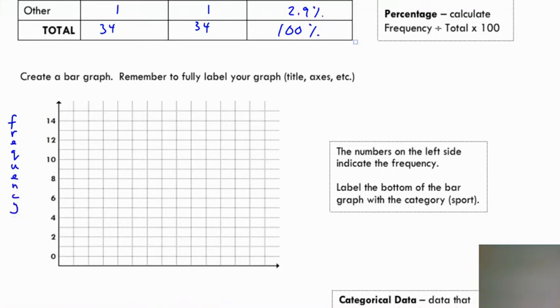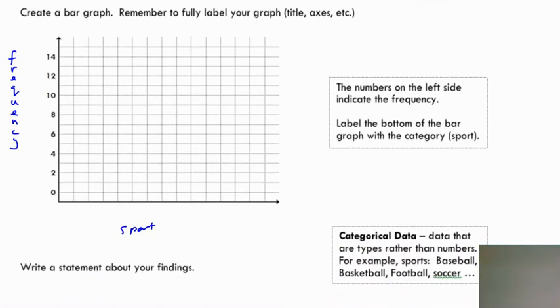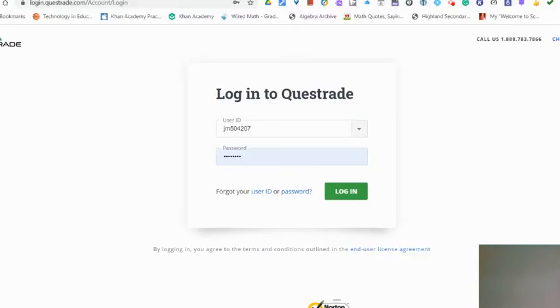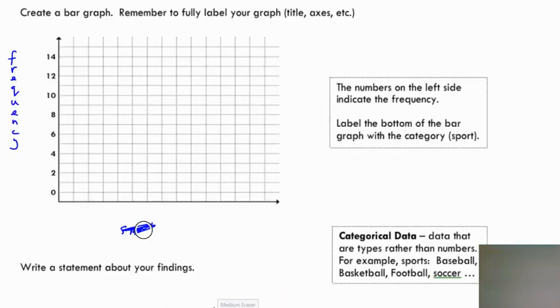I'm writing vertically, but I probably could turn my pen sideways and write it out properly. And then we have the sport along the bottom. I think I'll give myself a little bit more space here. Oh, it won't let me erase that. What's going on? Okay, let's continue.